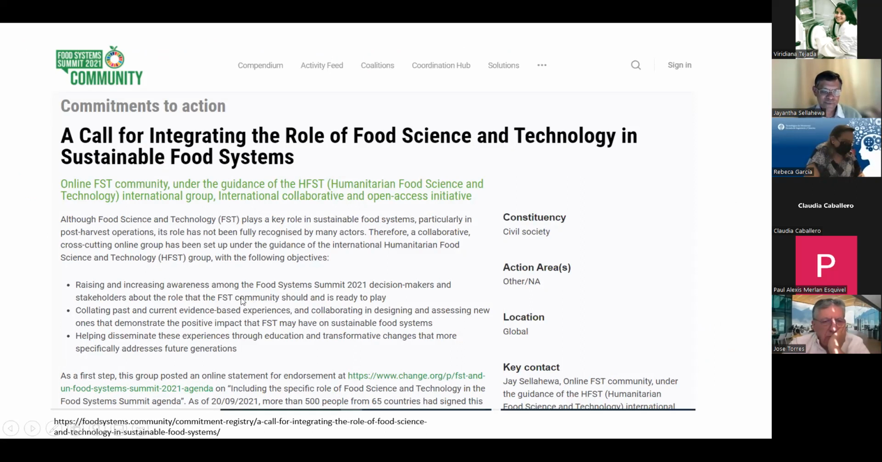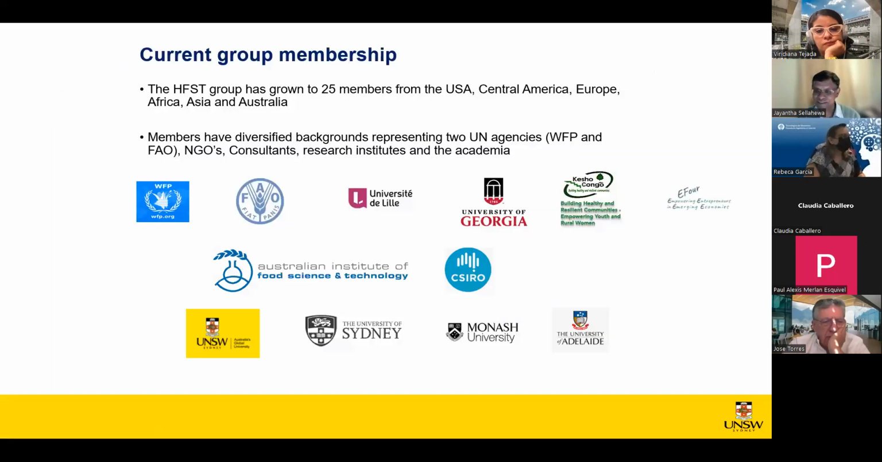We made 3 commitments. First is continue to increase awareness of the role food science and technology could play in food systems. Second one, we felt that we should do more case studies, more practical works, and demonstrate the benefits through real studies. And the third one is in the area of education and training, getting the new generation set up.